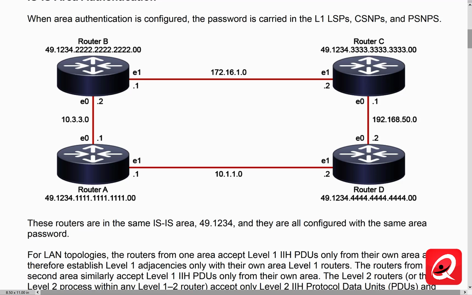The second number, the second 2 bytes, are the area ID. So 1234 represents the area number in this particular case. So we can see that router B, router C, router D, router A are all in a common area. The next part of the address, which is the next 6 bytes, identifies the node that is this router in that network. Okay, so the system identifier, which is the 2222.2222.2222, is equivalent to the host or address portion of an IP address.